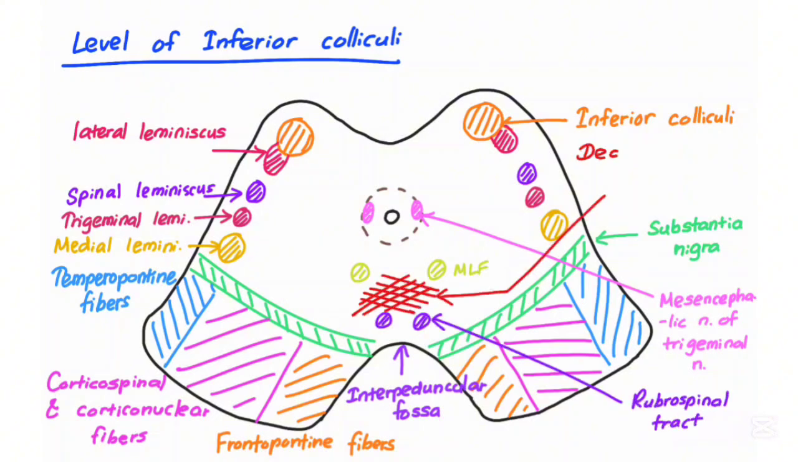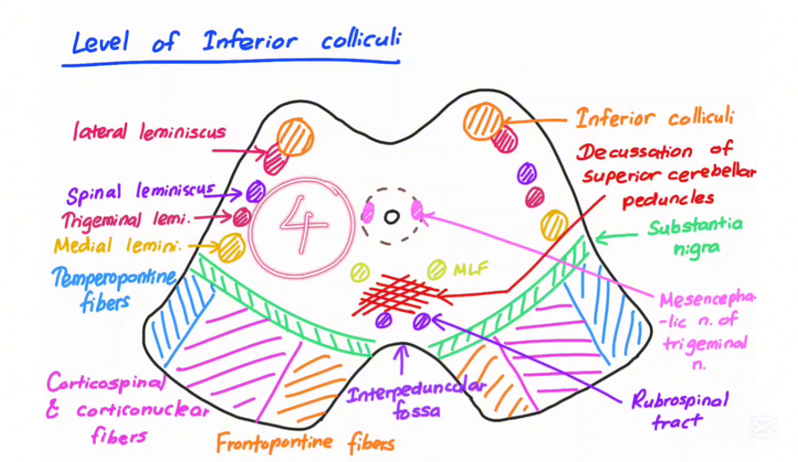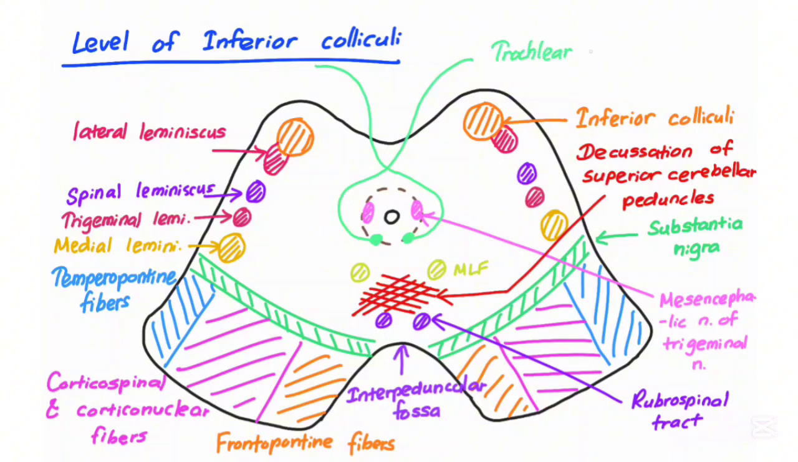In this level, we can see the decussation of superior cerebellar peduncles. And also we know in this level we can see the fourth cranial nerve, and it emerges from the dorsal surface and it decussates within the brainstem. So here you can see the trochlear nerve, the fourth cranial nerve.